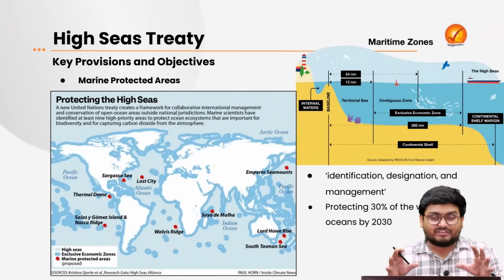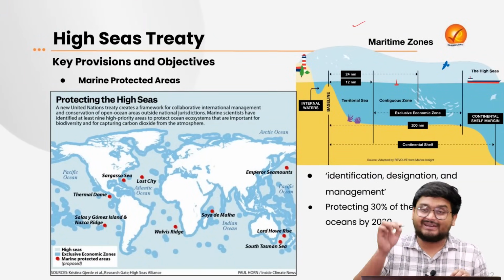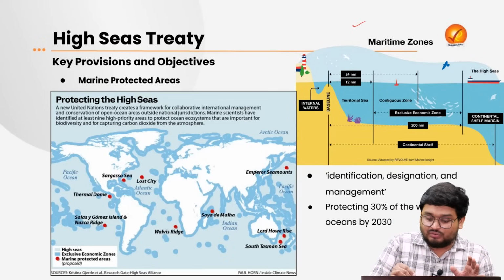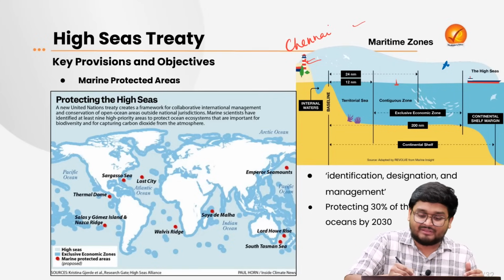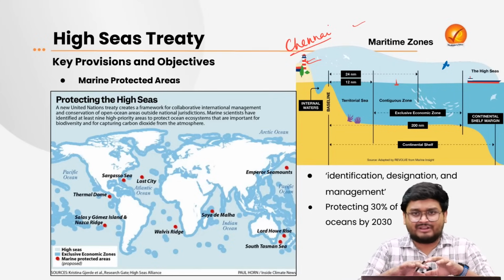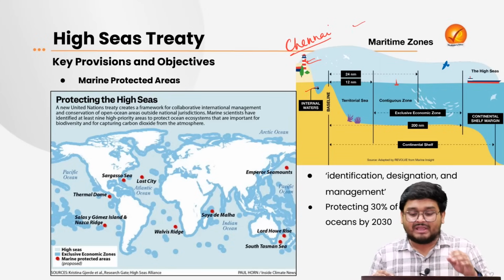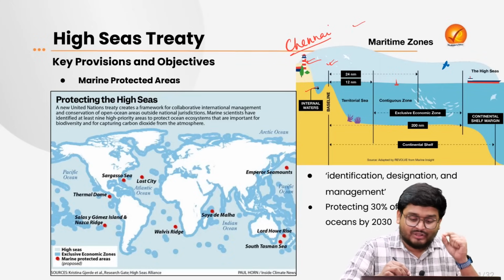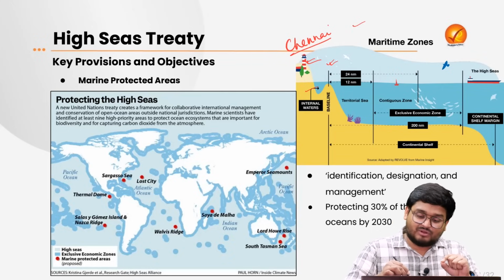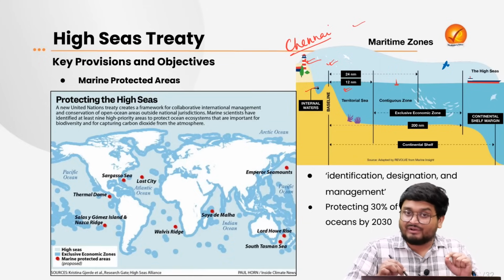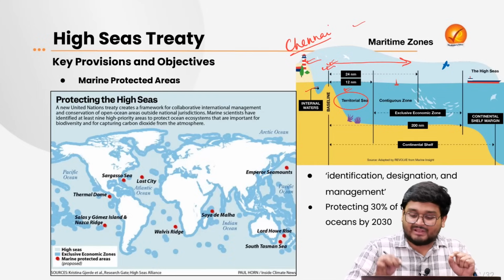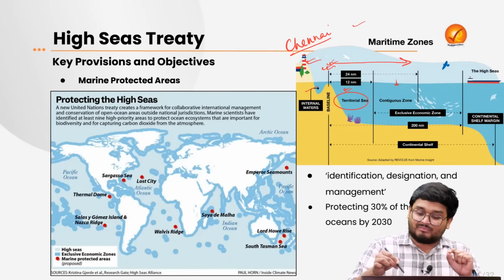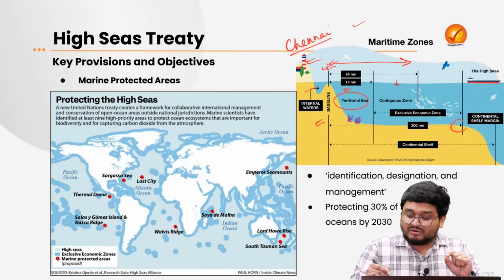Now, before discussing marine protected areas, we have to first discuss the various maritime zones. We know that we have the land boundary of any nation. For example, imagine that this is the coast of Chennai. From the coast of Chennai we have various ports and internal waters, and from there we have a baseline. From here to 12 nautical miles we have the territorial sea. From the baseline to 24 nautical miles we have the contiguous zone. From this baseline to around 200 nautical miles we have the exclusive economic zone.